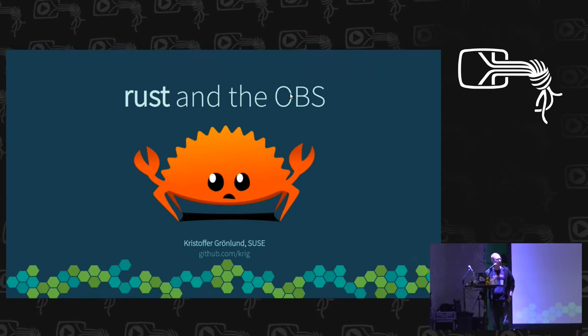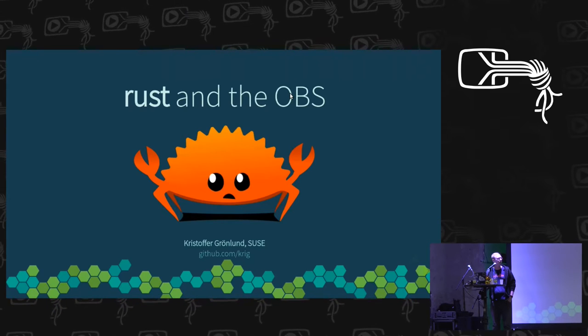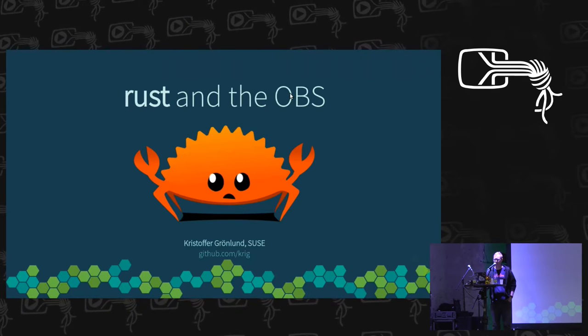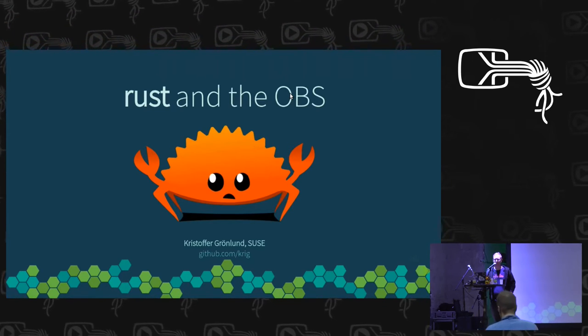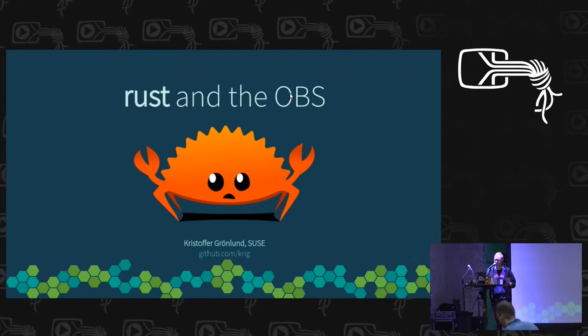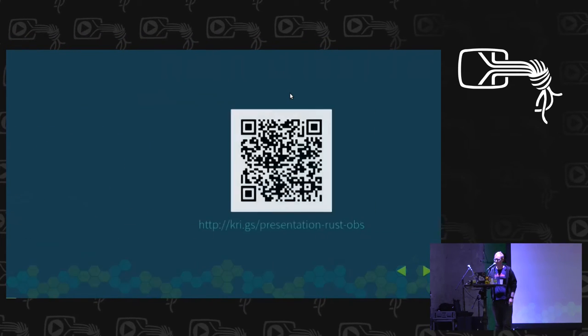So I'm Kristoffer Grönlund. I am the architect for HA at SUSE. So it has nothing to do with Rust, but I'm interested in the language. So this is kind of my hobby.